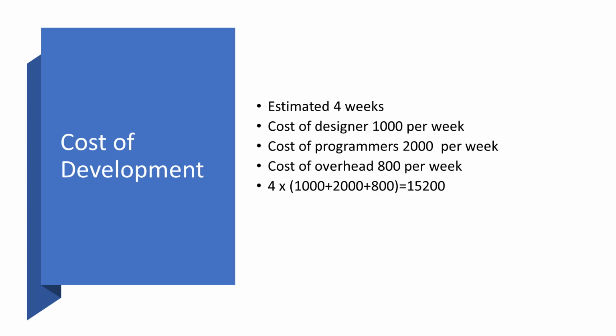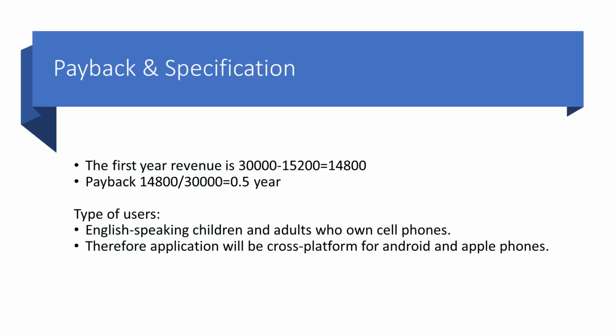The cost of programmers is $2,000 per week. Cost of overhead is $800 per week. And 4 times all these is $15,200. Net first year revenue is $30,000 minus $15,200, which is $14,800. Payback period is $14,800 divided by $30,000, which equals half a year.